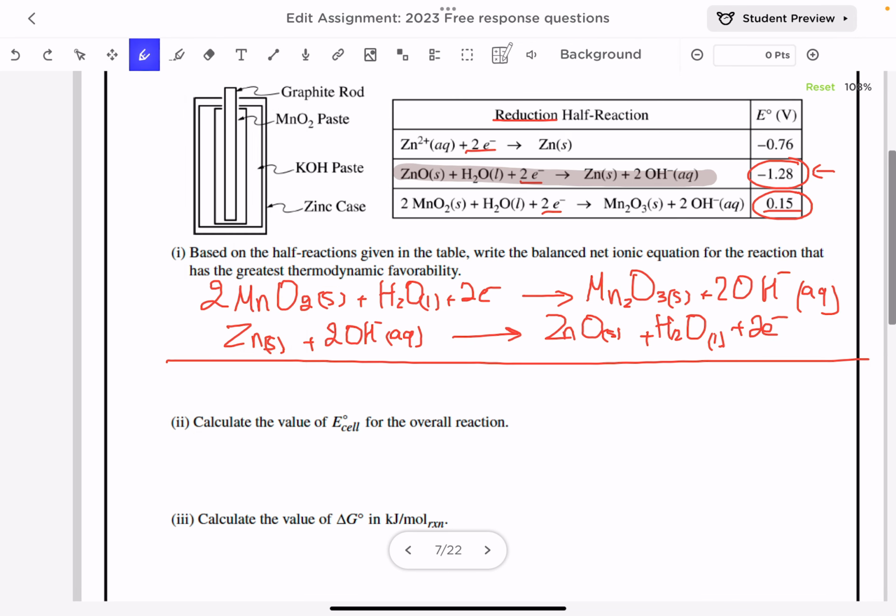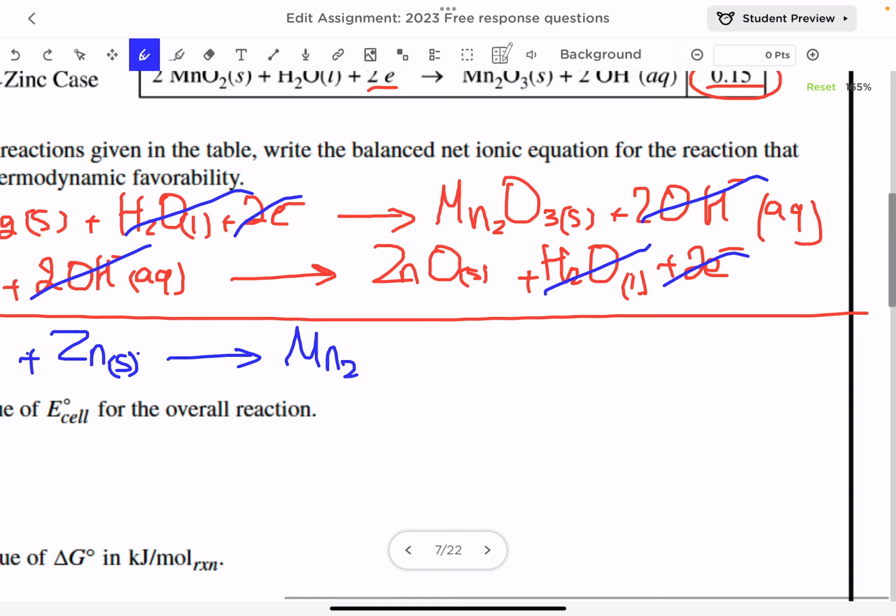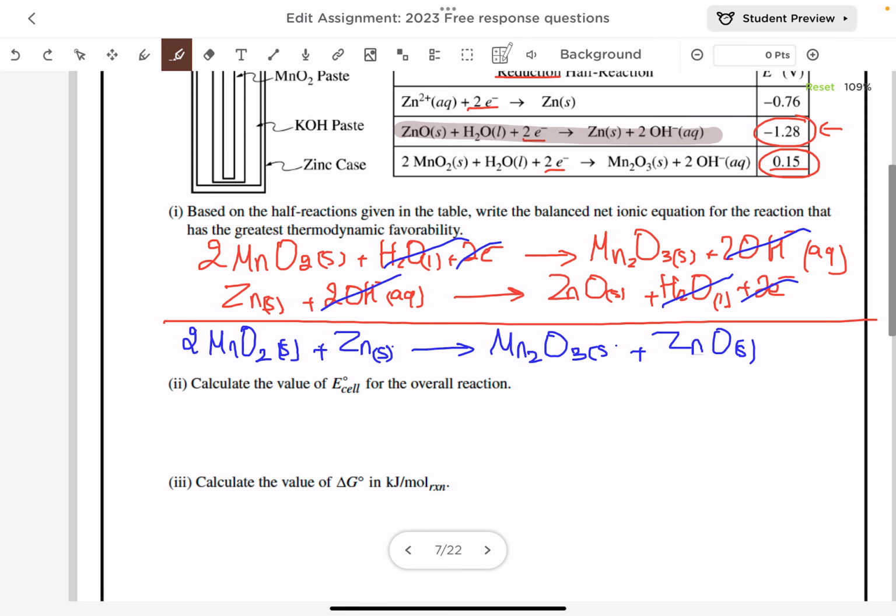Now the electrons cancel out, and here's the final answer: 2MnO2 and zinc gives Mn2O3 plus zinc oxide. I want you to see that all the components of this battery are solid, and this is something important. Now, we wrote the balanced net ionic equation, and that's it. This is what they asked.